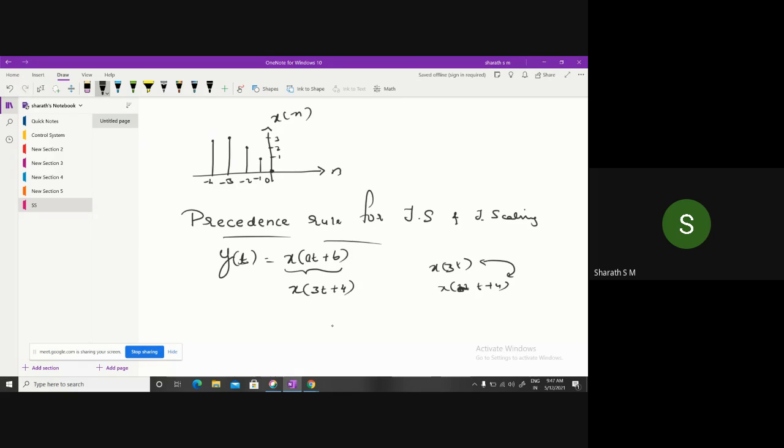So for x of 3t plus 4, first we need to perform the shifting operation. That is, we need to perform x of t plus 4 for a given signal x of t. Afterwards, we need to go for a scaling operation as x of 3t plus 4. So x of t plus 4 is a time shifting operation, and then we need to perform the time scaling operation. So this is called the precedence rule.